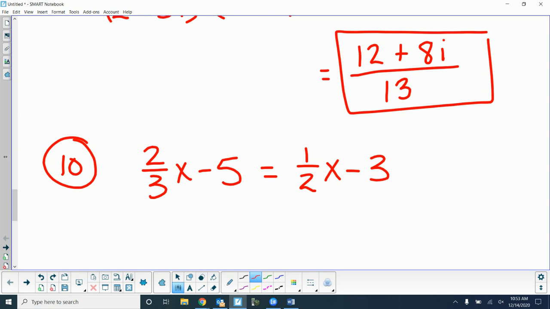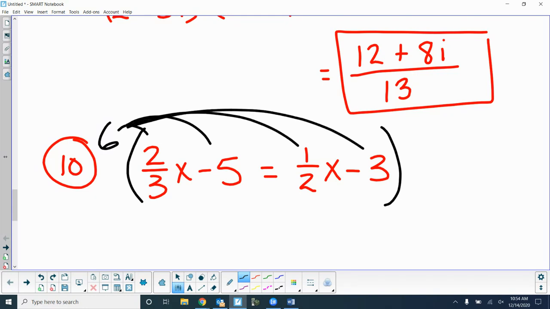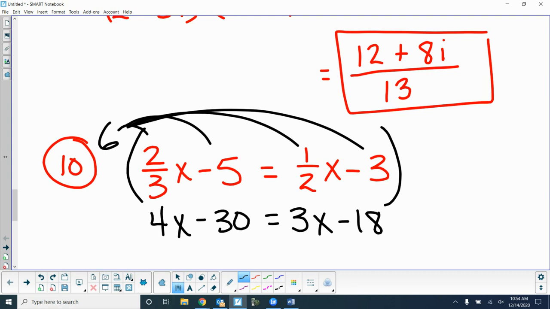6. So what we did then is we took the 6 and we multiplied it by all 4 terms. And when you multiply 6 times a fraction, it's just 6 times the numerator and then divided by the denominator. So 6 times 2, 12 divided by 3 would be 4x. 6 times negative 5 is negative 30. 6 times 1/2 is 6 times 1, 6 divided by 2, which is 3. You guys know half of 6 is 3, right? And then 6 times negative 3 is negative 18. So now that's the same problem, just eliminated our fraction.